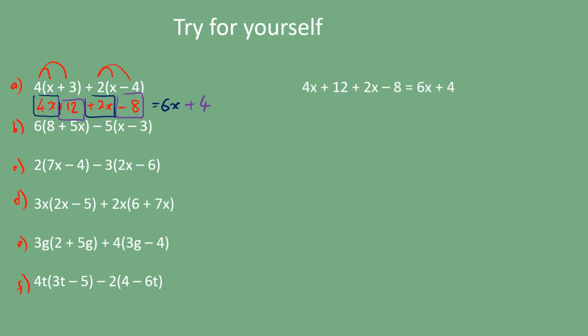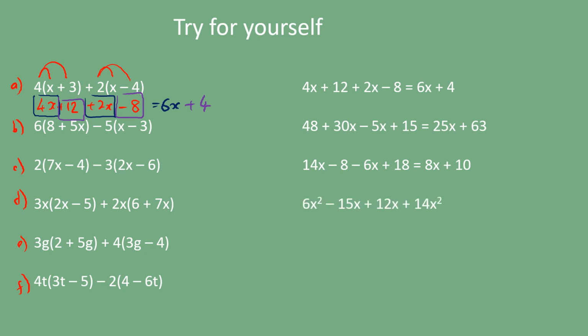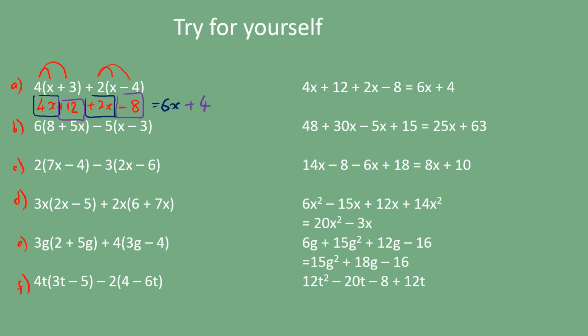So the first one, as we already said, we've got 6x plus 4. Second one, you should get yourself to 25x plus 63, and there's a plus 15 at the end there. Third one, we're going to get ourselves to 8x plus 10. Fourth one, to 20x squared minus 3x. Fifth one, 15g squared plus 18g minus 16. And the sixth one, 12t squared minus 8t minus 8.